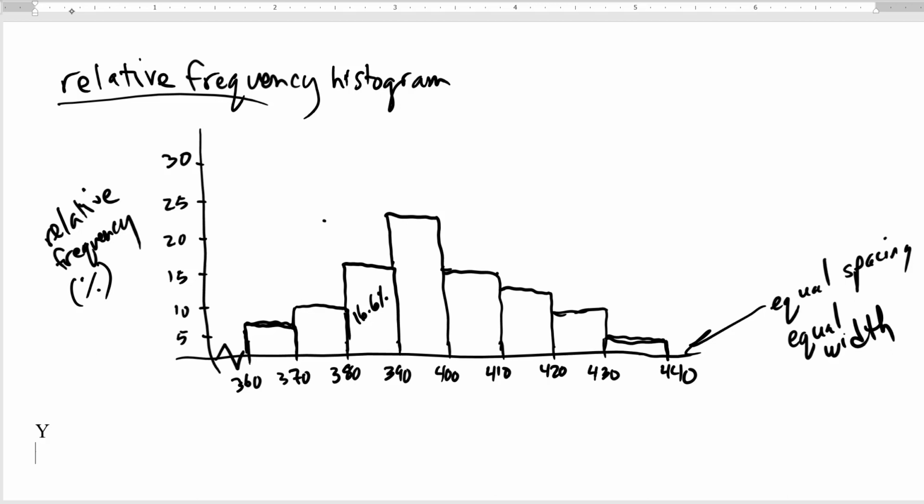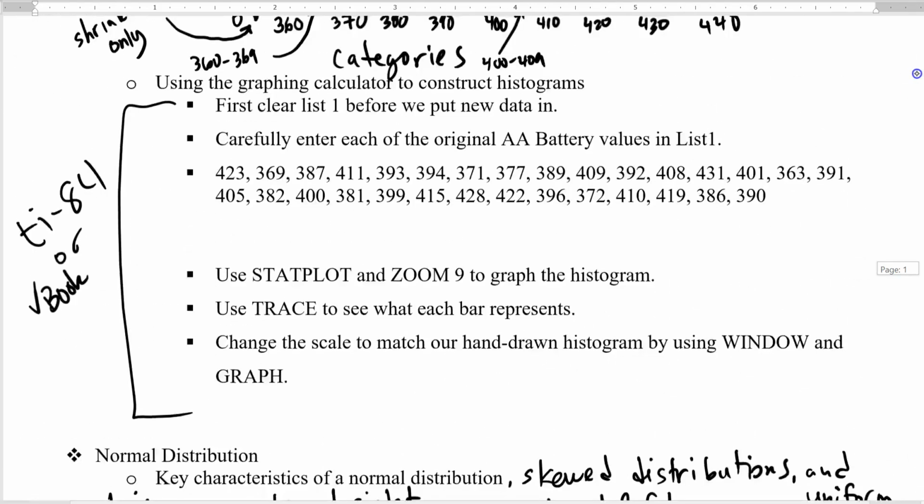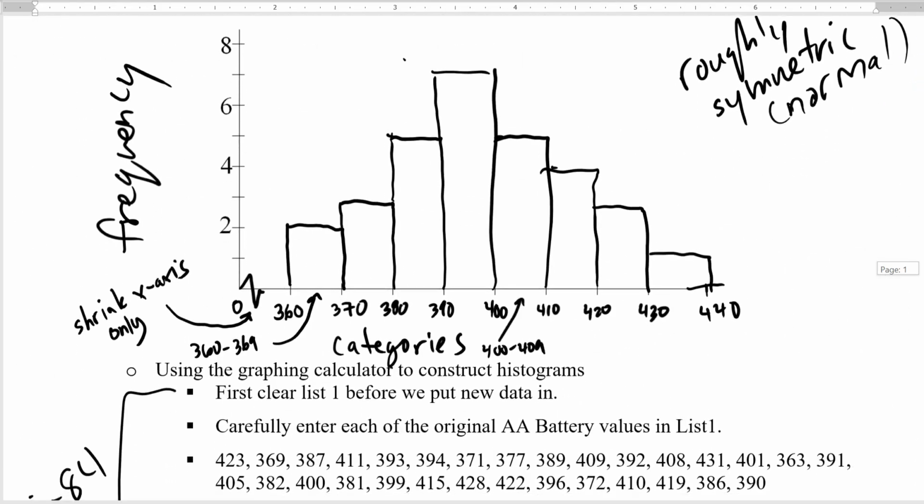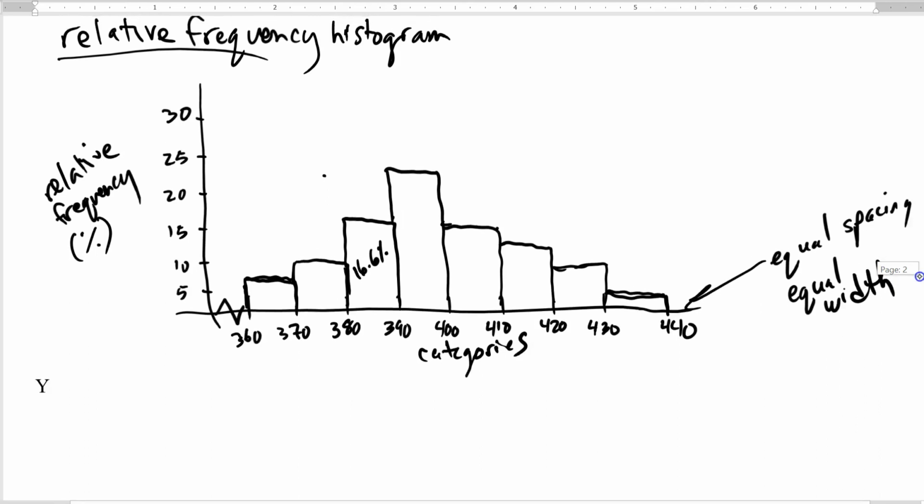Okay? This is a relative frequency histogram. We have the x-axis is still the categories. You don't label that. I mean, you could, and the y-axis is our relative frequency. How did the shape of this change? Well, let's see. Here is this one, here is this one.